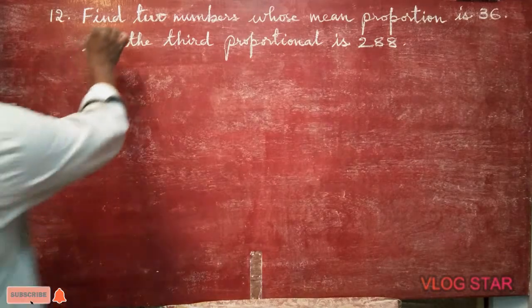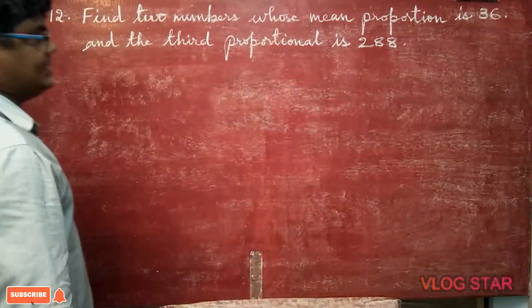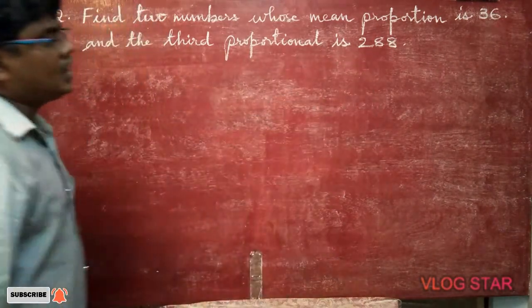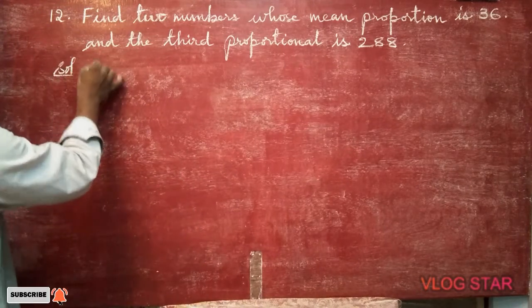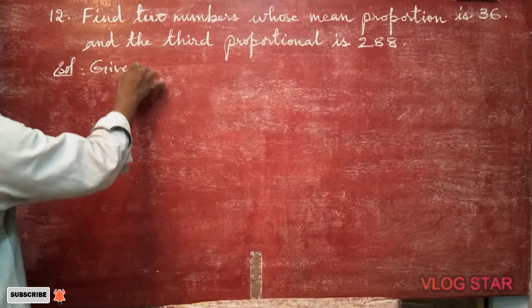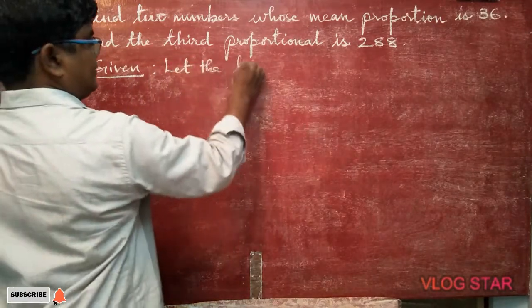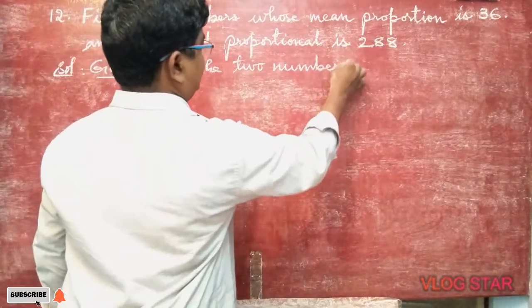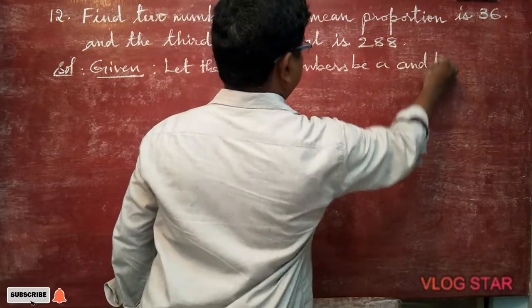12th problem. Find two numbers whose mean proportion is 36 and the third proportional is 288. Solution: we don't know the numbers. They told us to find two numbers. Let the two numbers be A and B.